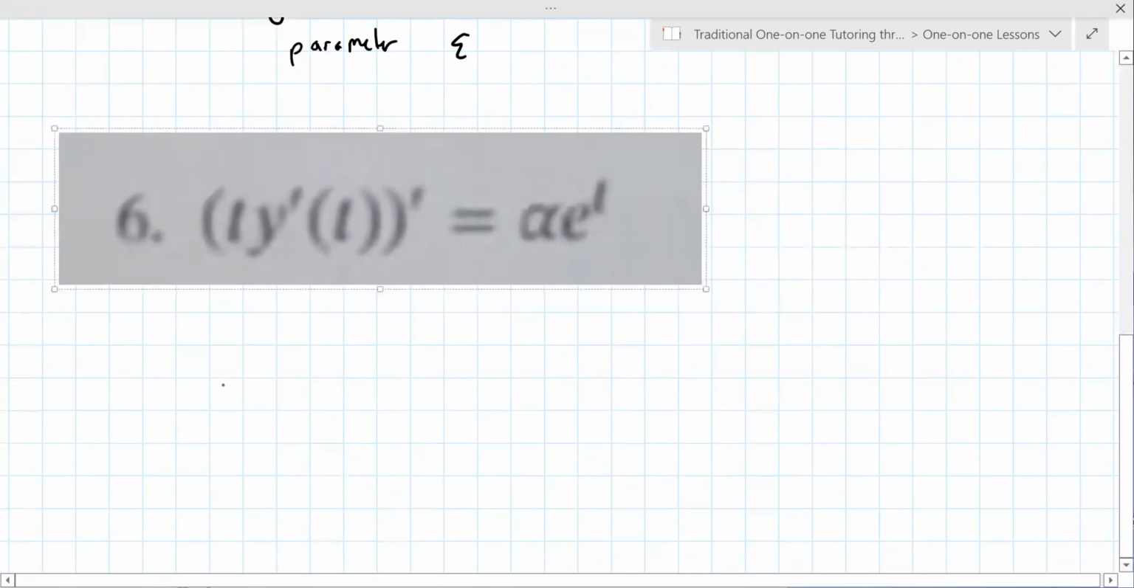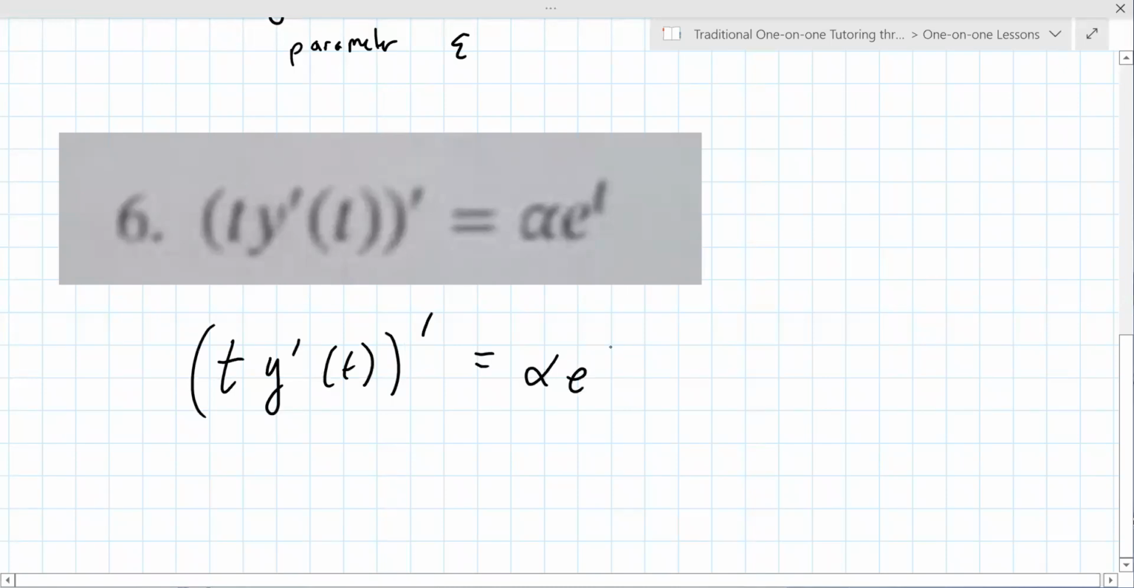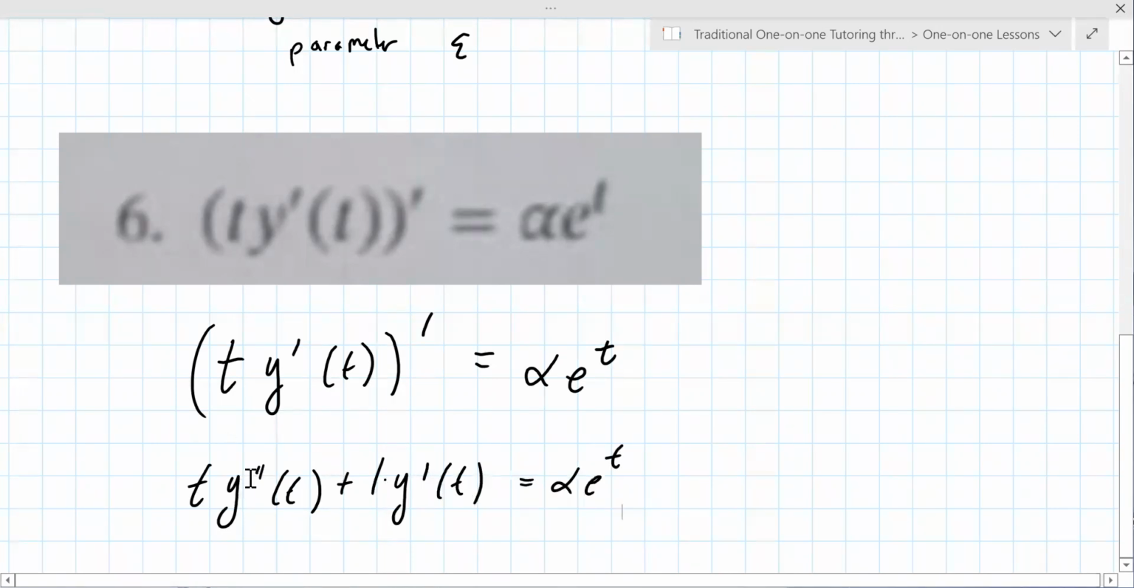So at first glance, let me read this. This is t times y prime of t, all prime, equals alpha e to the t. So you might look at this and say, oh, it's first order because there's a derivative here. But this prime on the outside tells you that you're going to take a derivative of what is on the inside. So if you take a derivative of the inside, that's product rule: t y double prime of t plus 1 times y prime of t equals alpha e to the t. And now you can see that it's second order.